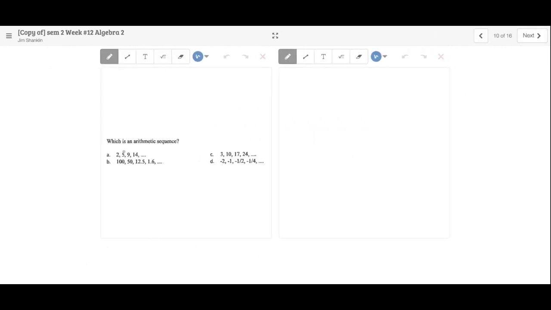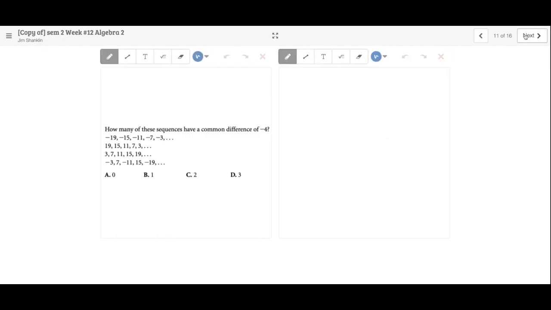All right. Number 8. Which is an arithmetic sequence? 2, 5, 9, 14; or 100, 50, 12.5; or 3, 10, 17, 24; or negative 2, negative 1, 1 half. Which one of those is an arithmetic sequence? Letter C. 3, 10, 17. So I go up by 7, by 7, by 7. This one, I go up by 3, then by 4, then by 5. This one, cutting in half. This one, multiplying by negative 1 half. So yes, letter C is the correct answer. This is an arithmetic sequence, and it is the only one.